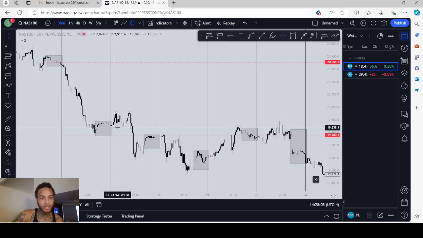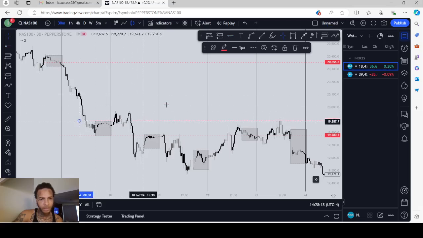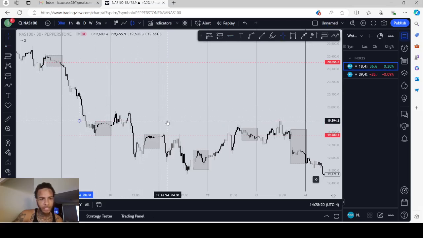And then this day came in, and at 9:30, like I just told y'all, we would have been entering this trade. Why would we have been entering this trade? It's because it swept the high.